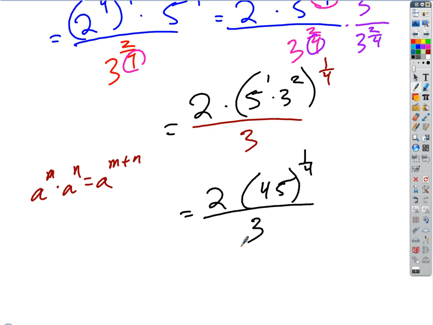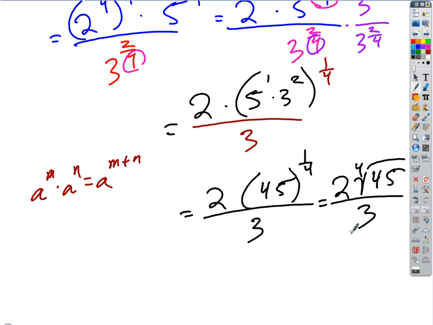And the 1/4 being the parentheses? That's it. Now, if we want to write that as a radical, that's just 2 times the 4th root of 45 over 3. We can't go any further, can we? Because the 4th root of 45 is not a perfect fourth, and it has no perfect fourth factors. Okay, so we're stuck.